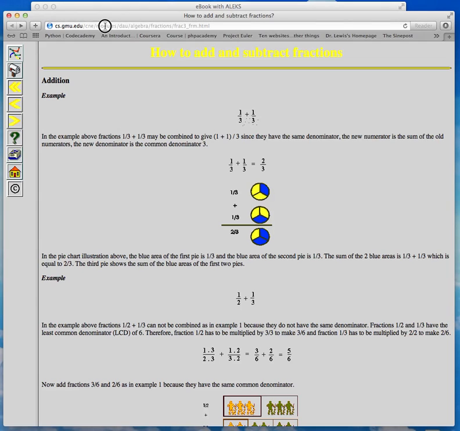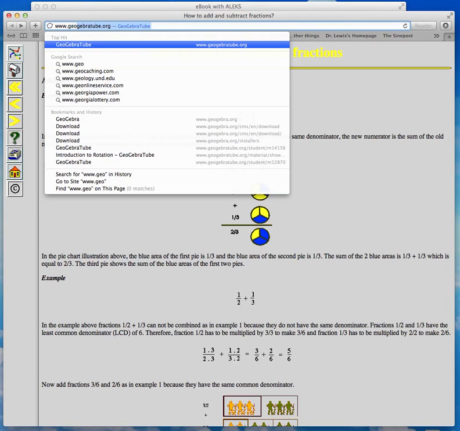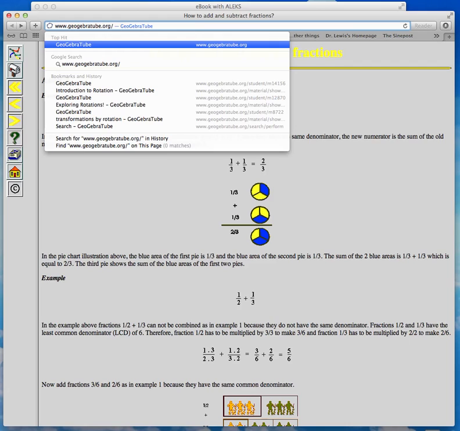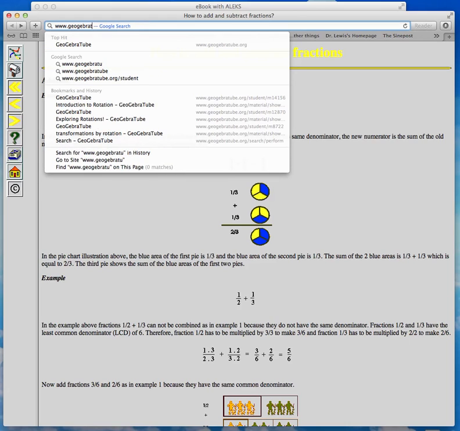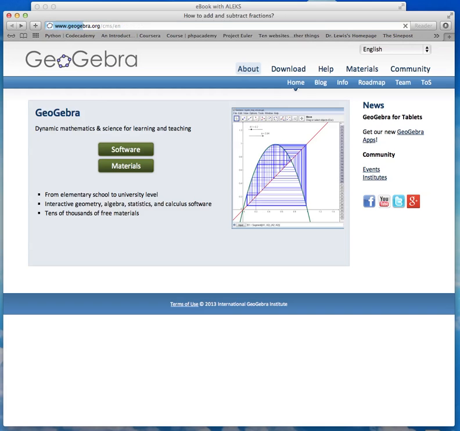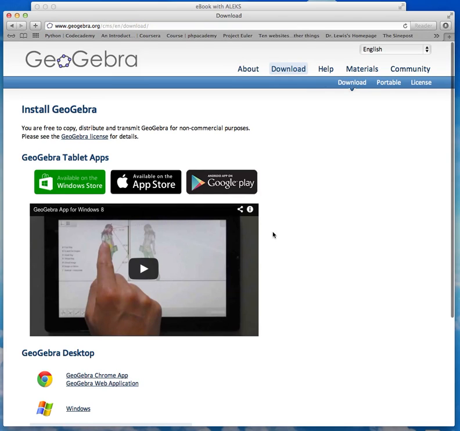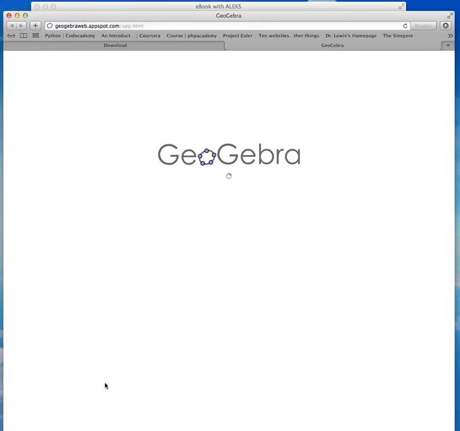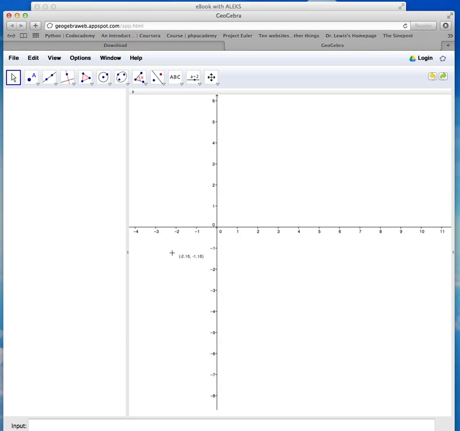Graphing. And what I do is I use GeoGebra, so I go to geogebra.org. If I go there and I click on software, then there's one called GeoGebra Web Applications. I click on that. Now you can use a graphing calculator to do the exact same thing.